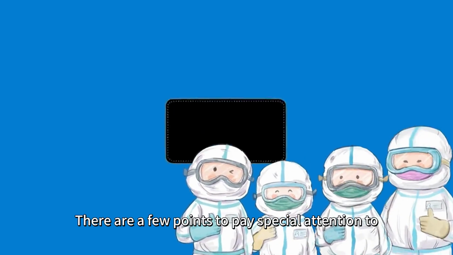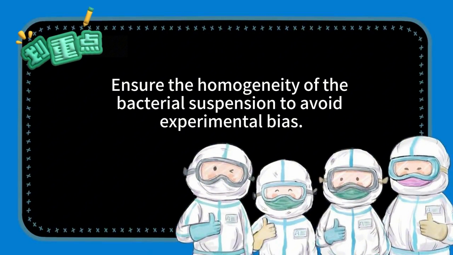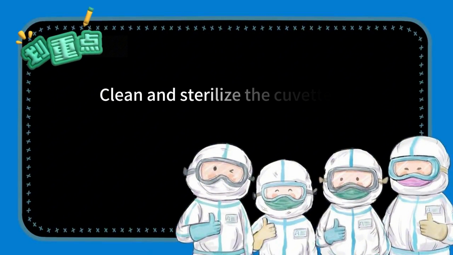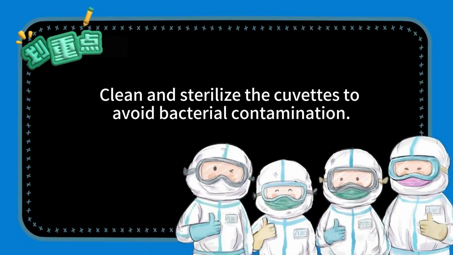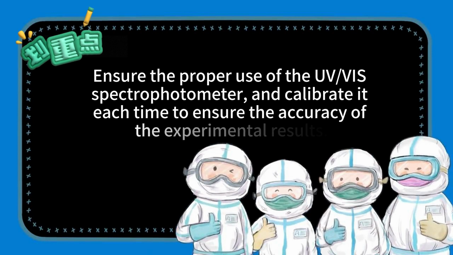There are a few points to pay special attention to in the experiment. First, ensure the homogeneity of the bacterial suspension to avoid experimental bias. Secondly, clean and sterilize the cuvettes to avoid bacterial contamination. Finally, ensure the proper use of the UV-vis spectrophotometer and calibrate it each time to ensure the accuracy of the experimental results.